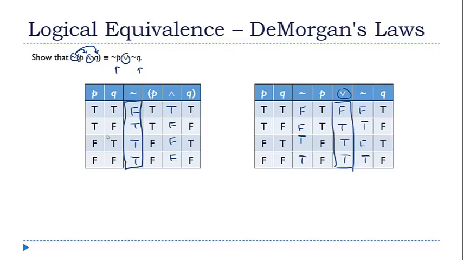Now, there's actually two De Morgan's laws. The second one is almost the same. It just reverses the AND and the OR, not P and not Q. So that's a good example for you to try on your own. Work out the two truth tables. Confirm for yourself that that's true as well.